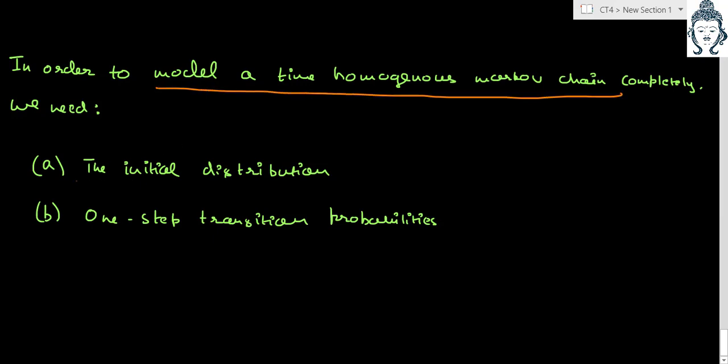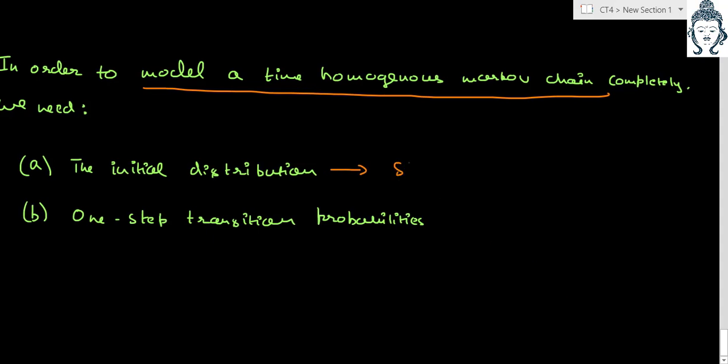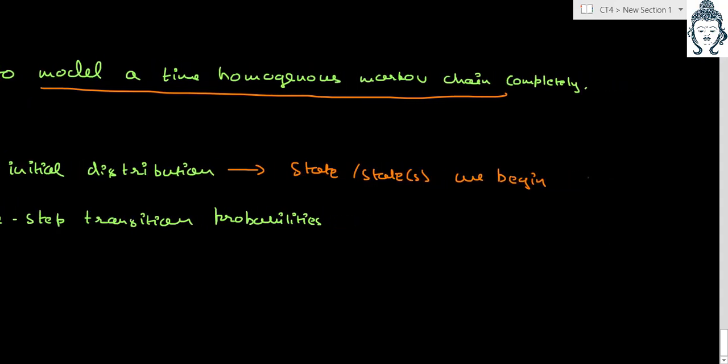The first thing is the initial distribution. What does this mean? The initial distribution is the state or the states we begin in. So at time 0, what is the distribution of the Markov chain? That is something I would like to know. So what is X0? What is the value of the random variable X0? So where do we begin?